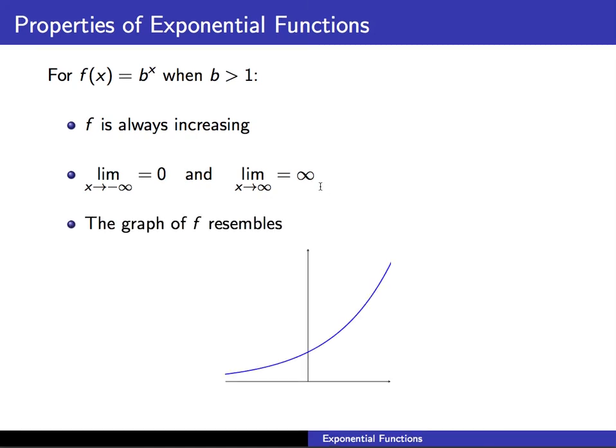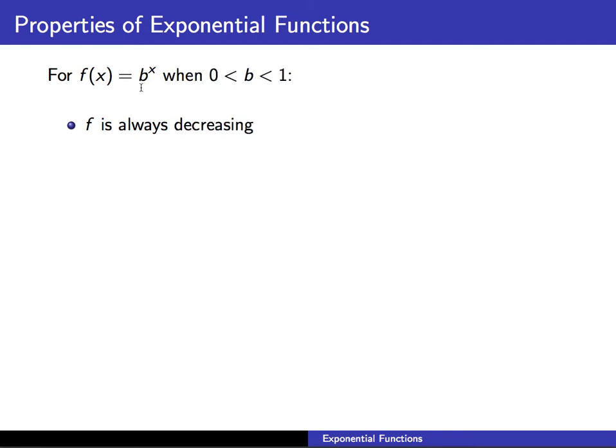So the graph, if our base is larger than 1, is going to resemble this graph right here. This is called exponential growth. So the further we head to the right, our outputs are increasing, and it's increasing rather quickly. This is called exponential growth if your base is larger than 1.